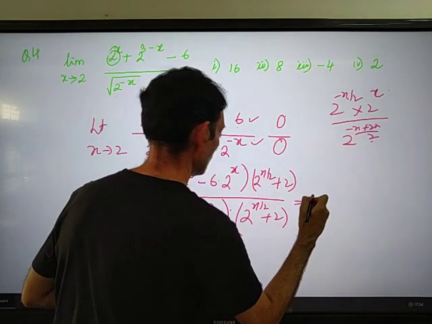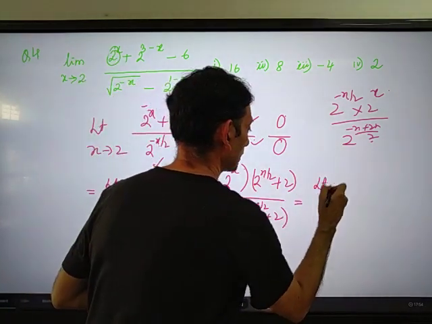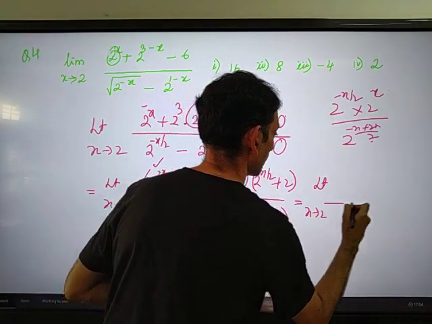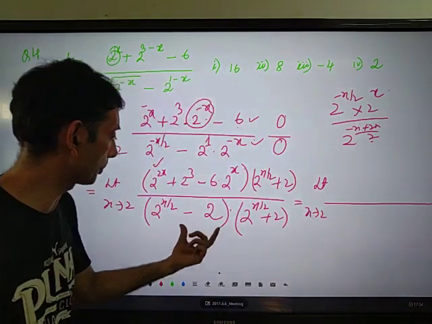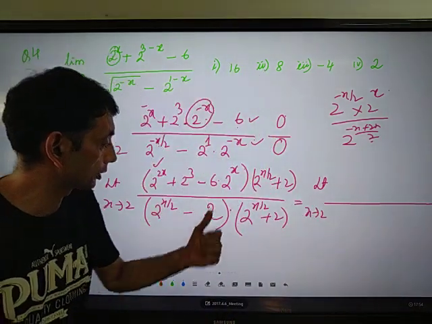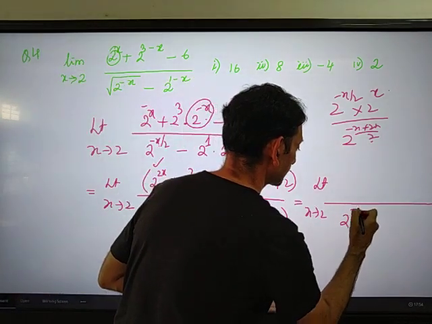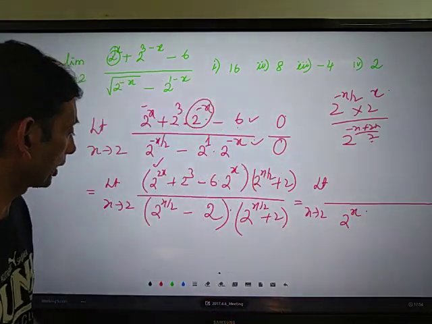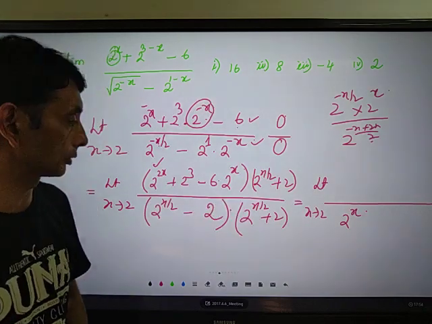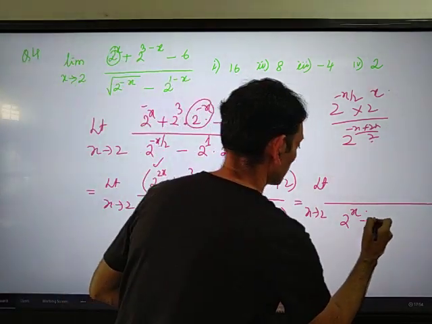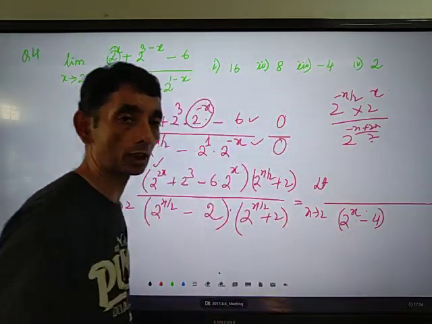The next step is very simple. Limit x tends to 2. Right? So just multiply this, 2 to the power x by 2 into 2 to the power x by 2. This will multiply this, so 2 to the power x. This will be 2 to the power x by 2 whole square. So 2 will cancel, 2 to the power x and x minus 4. So you got this expression in the denominator.